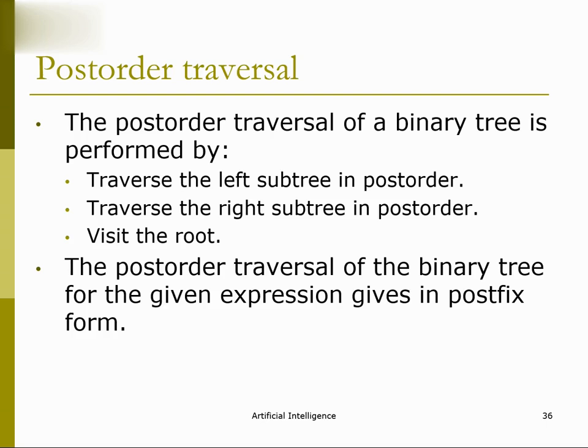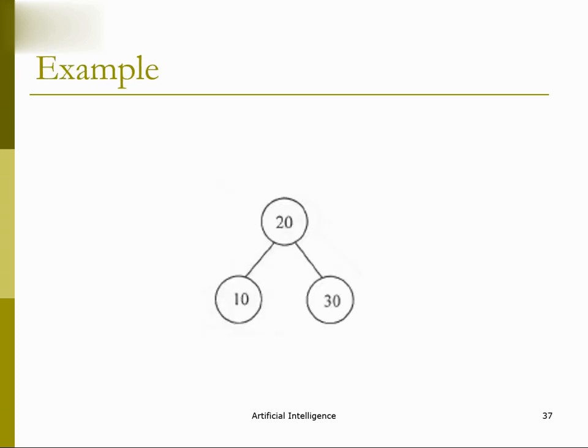Post-order traversal, the order is like this: left subtree in post-order, then right subtree, and then root. This post-order traversal will give you the postfix expression. The post-order traversal, once performed in this tree, would result in first left, right, and then the root. So it will be 10, 30, 20.